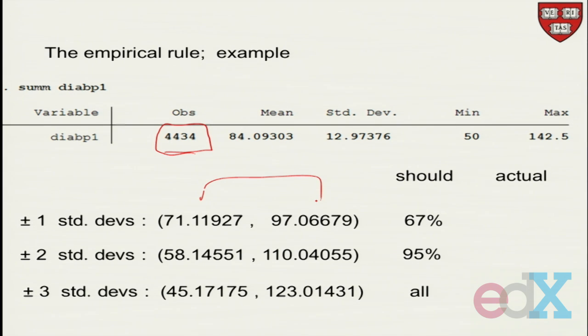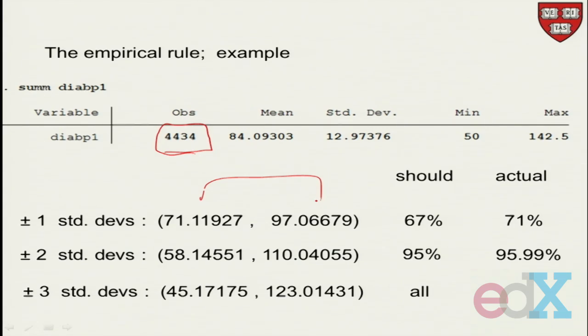And the answer is the actual number, wait for it, is 71%. So the rule said 67%. What actually happened is 71%. Pretty close. The rule says 95%, and what actually happened is 95.99%.